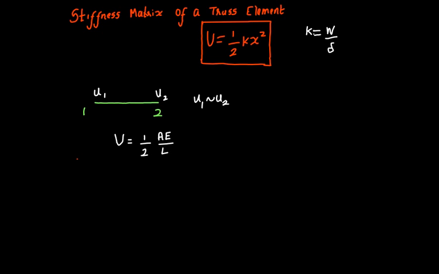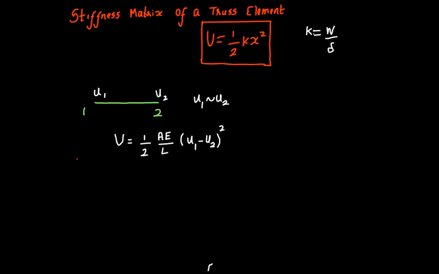Very simple. So it's 1/2 into stiffness, which is given by the expression AE by L, into x squared. What is x squared? It is u1 minus u2 the whole square. So I can write this expression as u1 minus u2 the whole square. Whether it is u1 minus u2 the whole square or u2 minus u1 the whole square, it's not going to make any difference because there is a square term there. Usually it's u2 minus u1, but I want to do the derivation in a conventional manner.